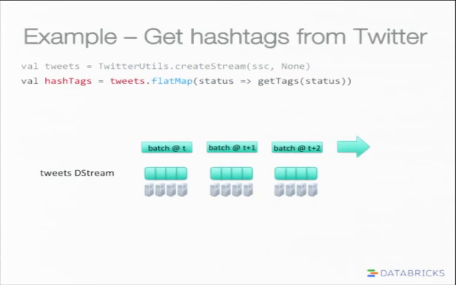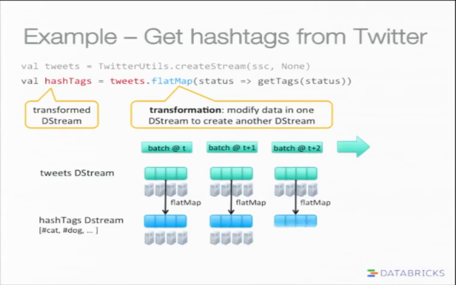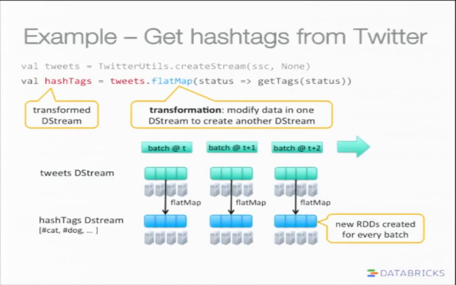Next, we want to do some transformation over these tweets. Let's say we want to get the hashtags out of them. For that, we apply this transformation flatMap to get the multiple hashtags from each tweet. This transformation essentially creates a new DStream. Underneath, when you run this whole program, for every batch of data that is received, the system will do this flatMap operation on that RDD and create new RDDs. This new sequence of RDDs will essentially form the new DStream.